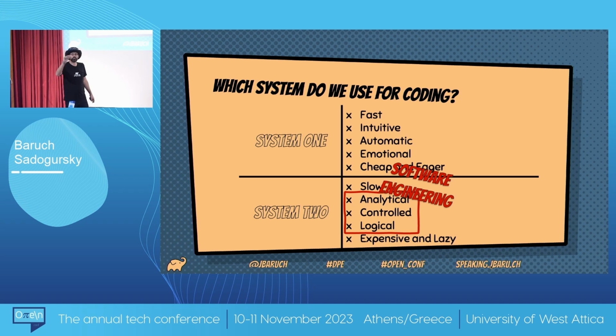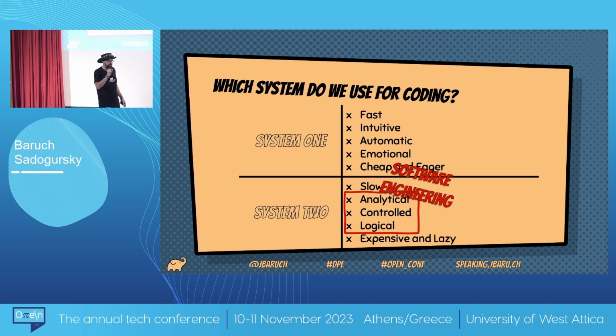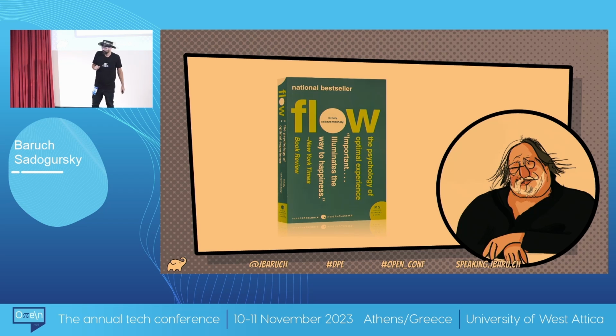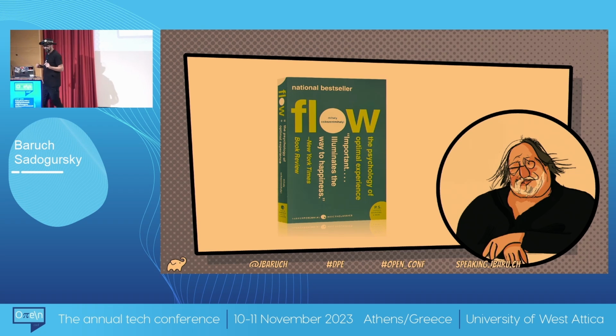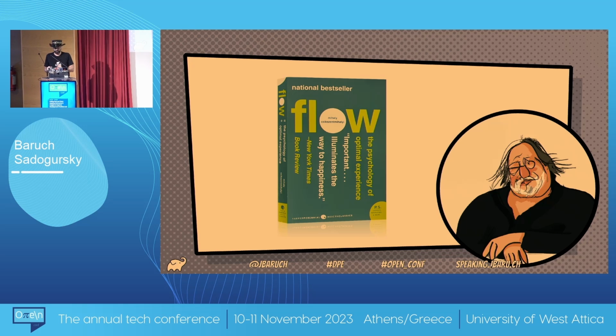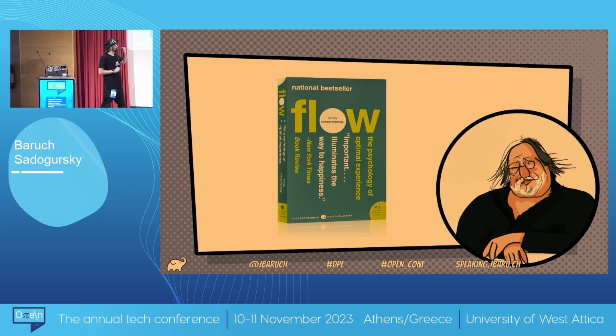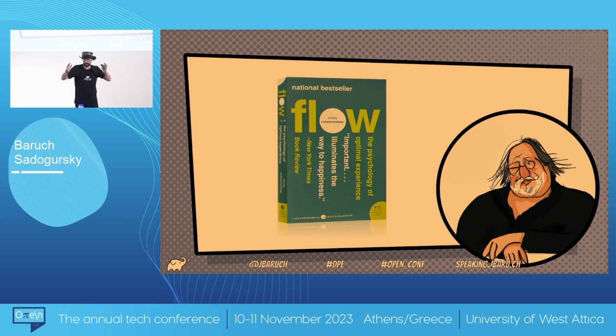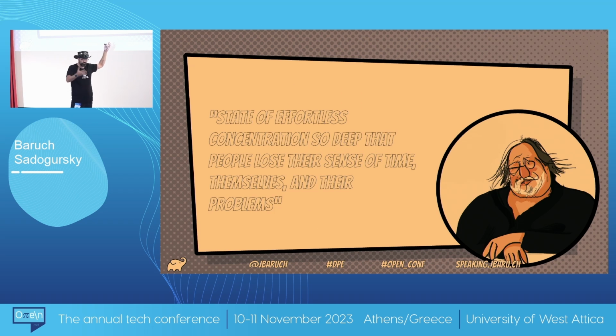Now, there is a workaround for spending a lot of System 2 energy on software engineering, and it's called the flow. Mihaly Csikszentmihalyi came up with the term flow. Everybody knows what the flow is, right? It's when you code and you're in the zone and there are no distractions. He explains it as a state of effortless concentration so deep that people lose their sense of time, themselves, and their problems.